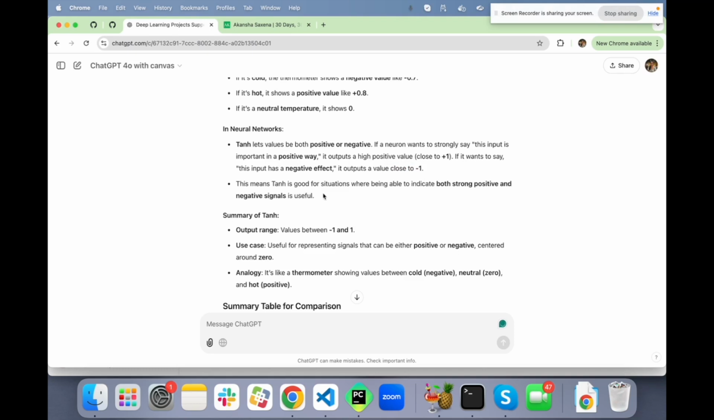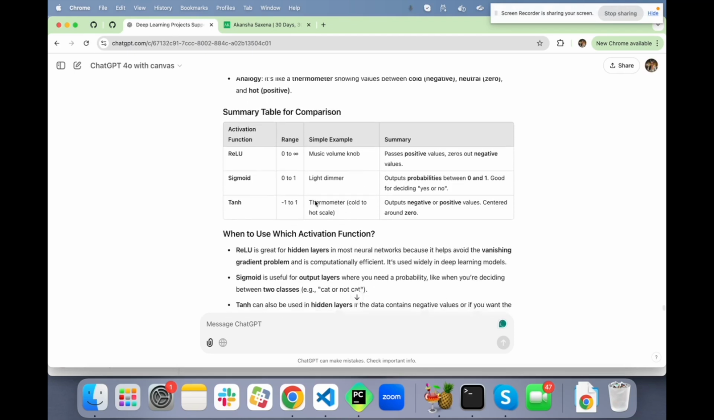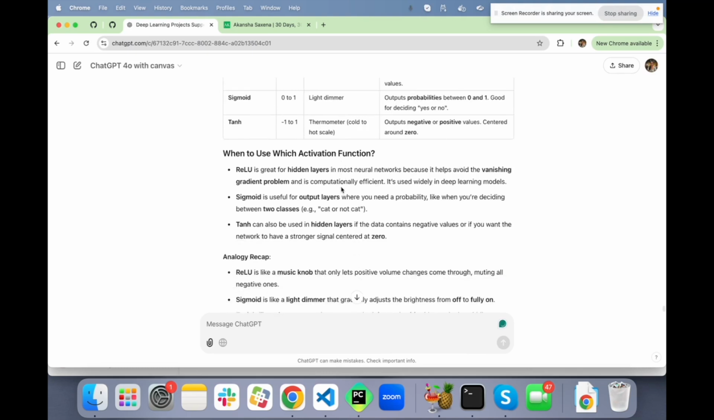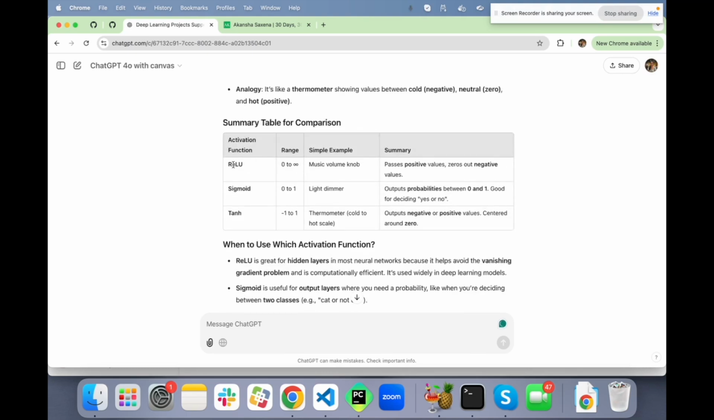This means tanh is good for solutions where being able to indicate both strong positive or negative values is useful. Okay, so this is the summary. So it makes sense now. I do understand.